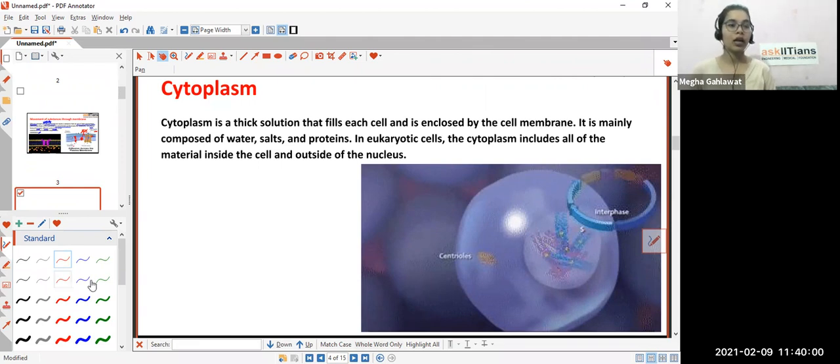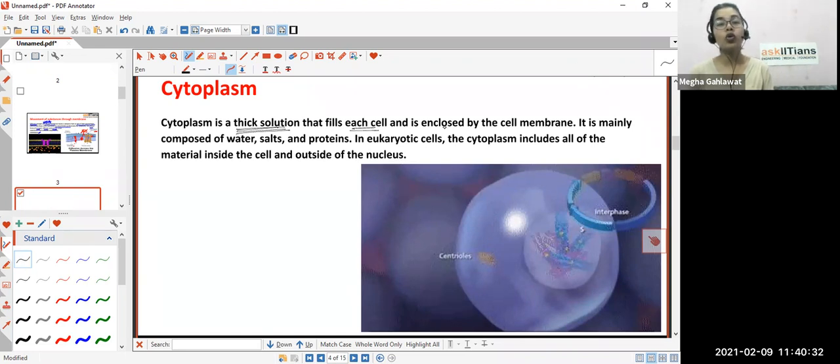Now, an important thing is that cytoplasm is a thick solution. Why is cytoplasm thick? Because it contains all the cell organelles. It contains all the molecules of proteins and fats and carbohydrates, which are traveling through the cytoplasm and being exchanged between the organelles. That is why it is thick, because it has a lot of materials dissolved in it and moving through it, and it fills each cell.